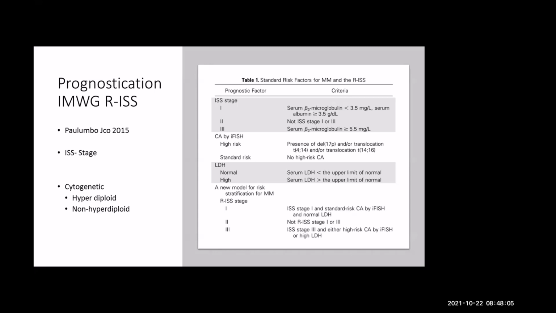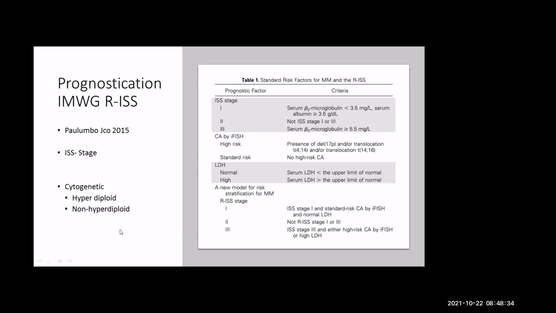So what R-ISS does is it uses ISS staging, LDH, and cytogenetics to classify patients into R-ISS 1, 2, and 3. So a person with ISS 1, normal LDH, and no high-risk cytogenetics, which is deletion 17, t(4;14), and t(14;16) in this system, is called R-ISS 1. If you are ISS 3 and you have either raised LDH or a high-risk cytogenetic abnormality, you are called R-ISS 3, and everything remaining is R-ISS 2.